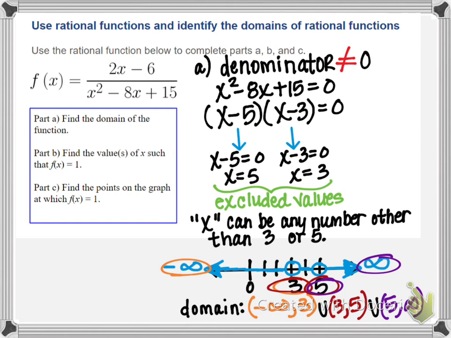So that's how I would find the domain of this rational function. There is also a part B and a part C to this. We will continue this in the next video on a new slide.